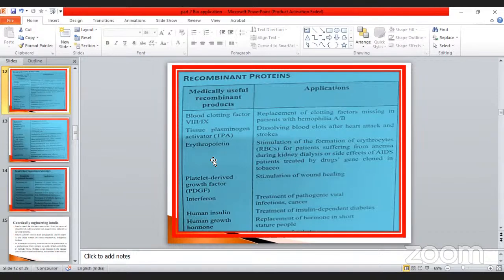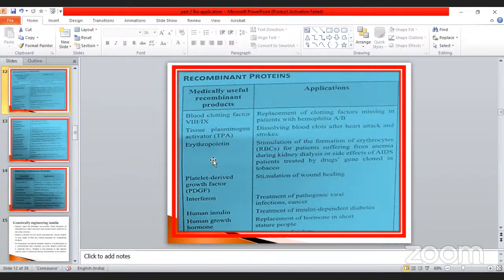Normally, the wound healing process is also done by one of the factors, platelet derived growth factor, from platelets. It is also essential for the blood clotting mechanisms. And the next one is very, very important. It's nothing but the interferon.